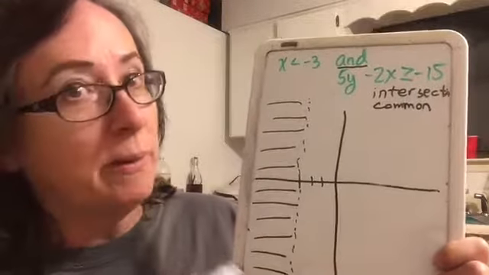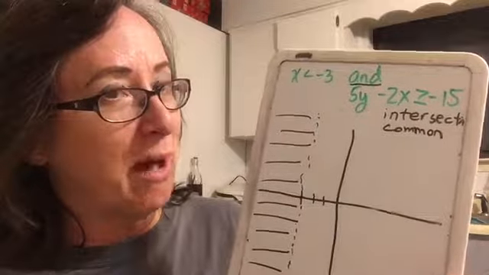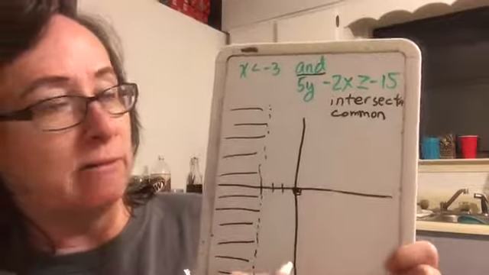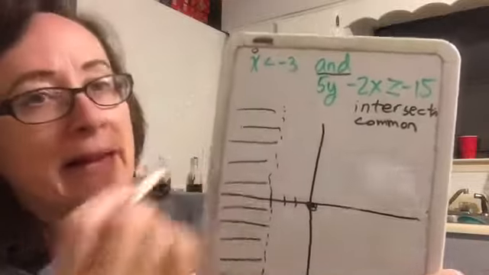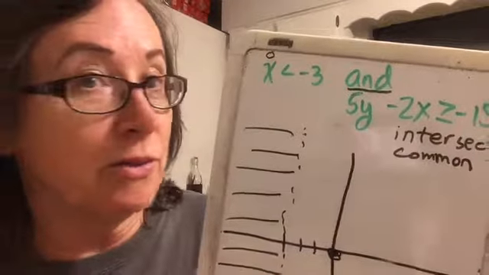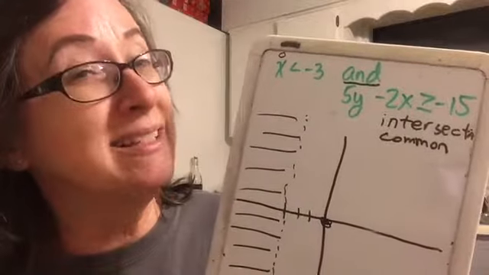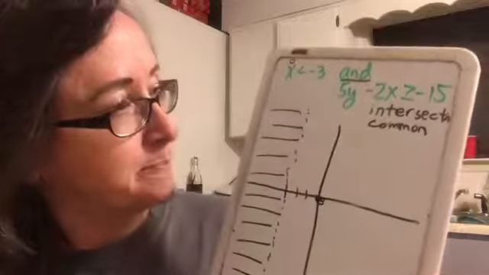But you can always use 0, 0, even with no y in there, because if we were using a test point 0, 0, we would simply plug 0 in there for the x, even though there's no y. So we'd get 0 is less than -3, which we know is not true. Therefore, we shade on the other side of the line.